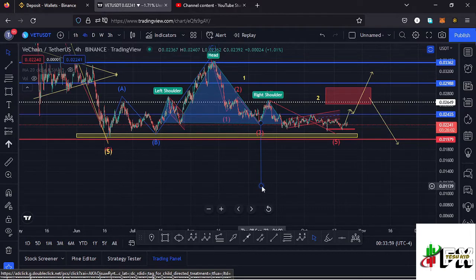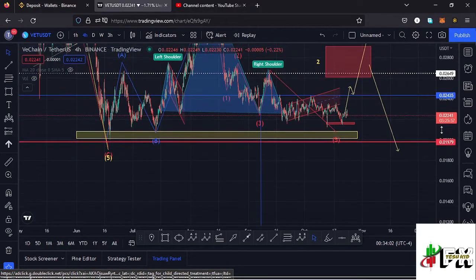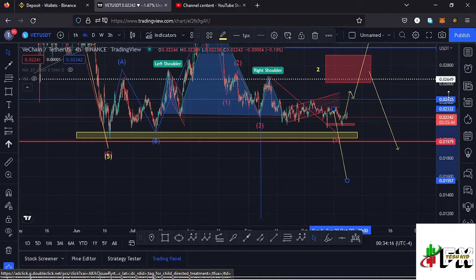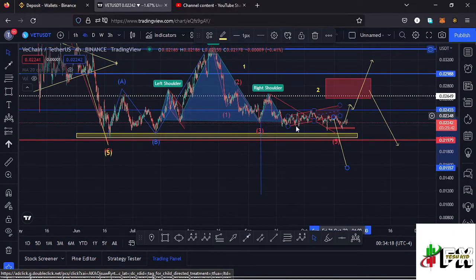So in case we see a breakout out of this consolidation that we are trading within and manage to lose that key area of support at around the $0.02 mark, then the worst case scenario for Vechain would be playing out, and that could take us back to around the $0.01 mark, and that would mean also lower lows could be coming our way here on the Vechain chart.